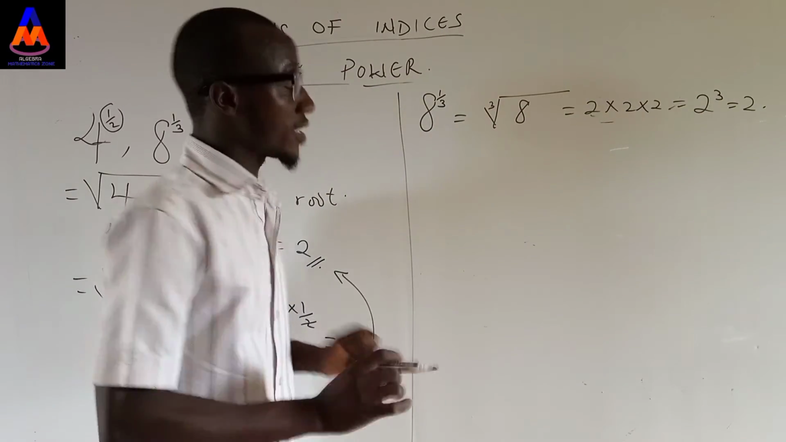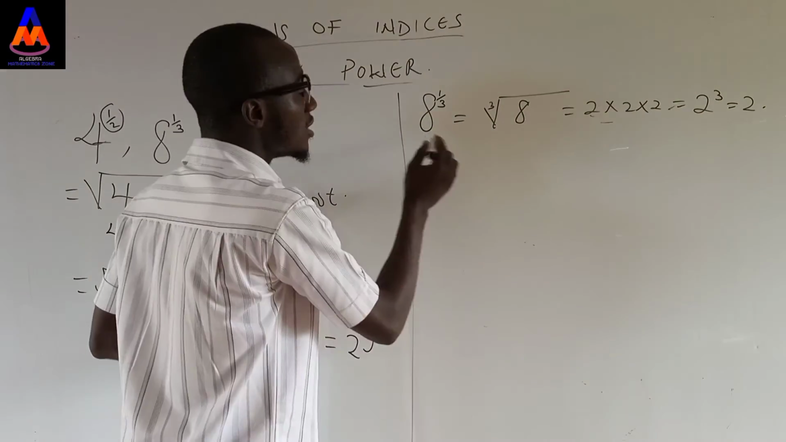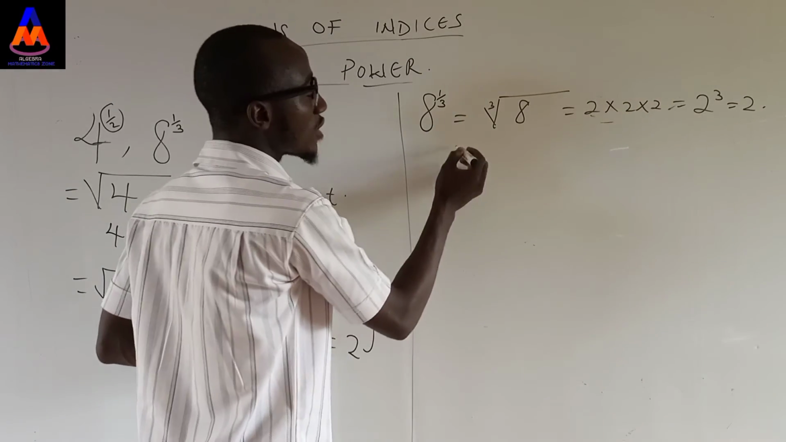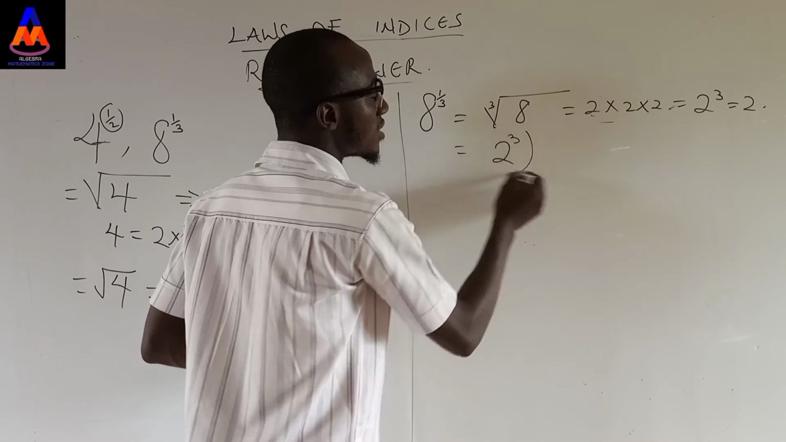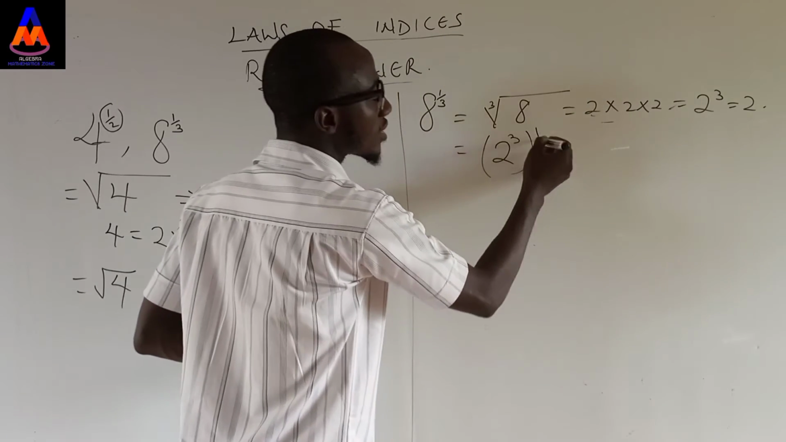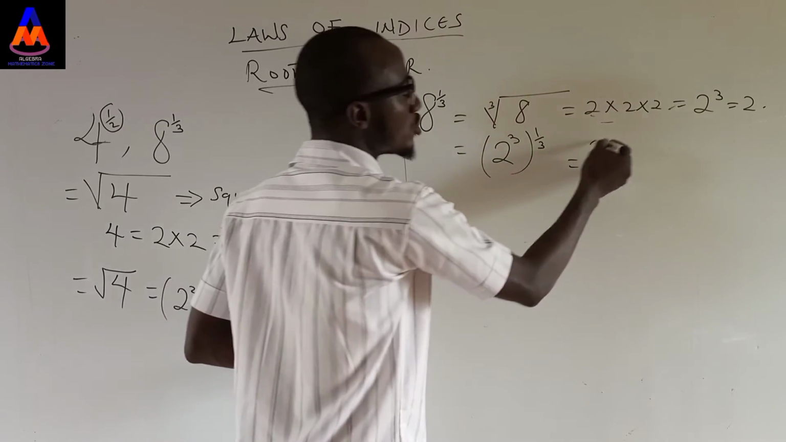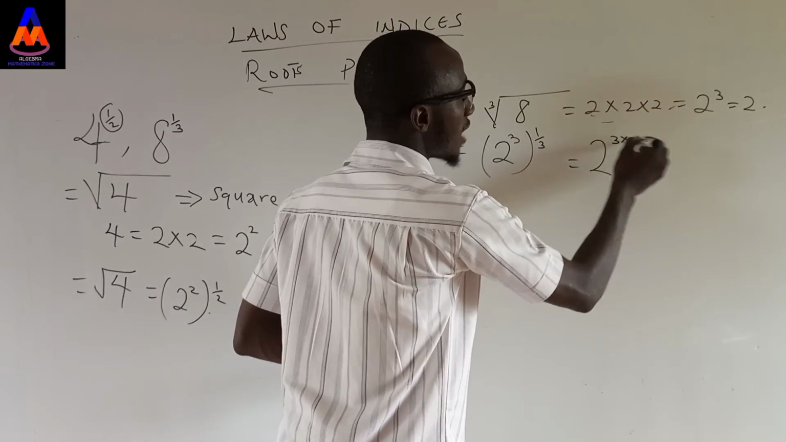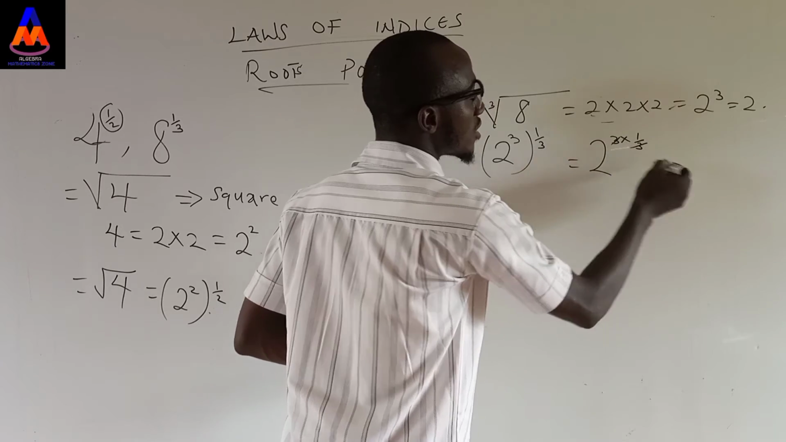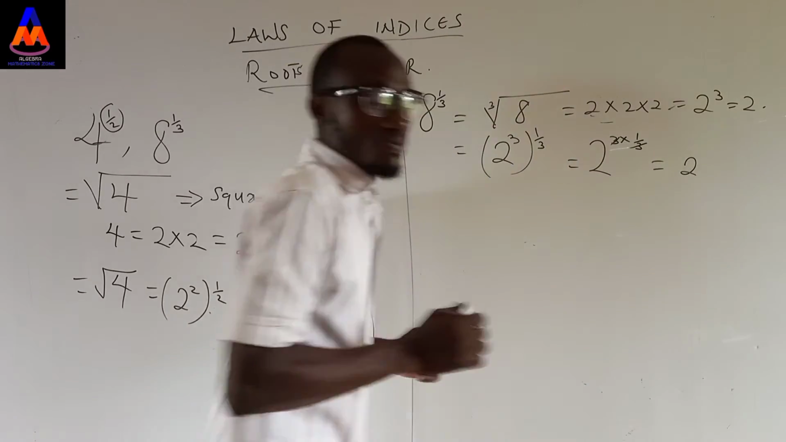But mathematically speaking, for you to solve this, you have to express this in index form. This is 2 in 3 places. Then this cube root is 1 over 3. Then it implies that we use the power rule that we taught ourselves earlier on. This is going to be 3 times 1 over 3. Then this cancels itself. My answer is still 2.